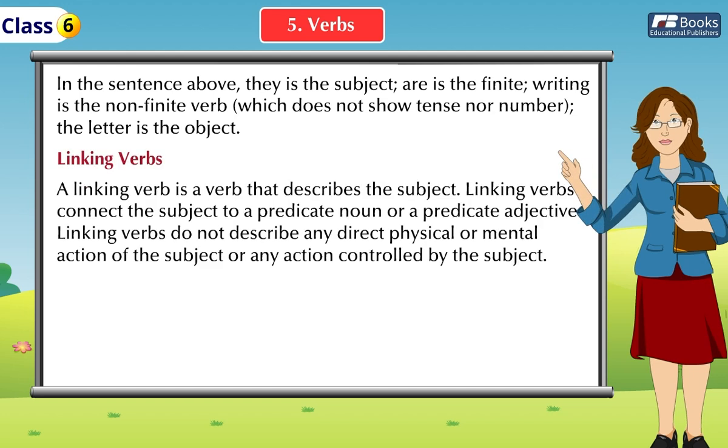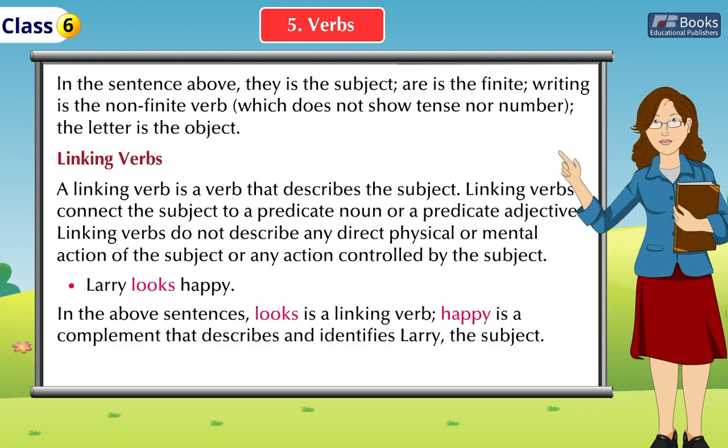Linking verbs. A linking verb is a verb that describes the subject. Linking verbs connect the subject to a predicate noun or a predicate adjective. Linking verbs do not describe any direct, physical, or mental action of the subject or any action controlled by the subject. Larry looks happy. In the above sentence, "looks" is a linking verb. "Happy" is a complement that describes and identifies Larry, the subject.